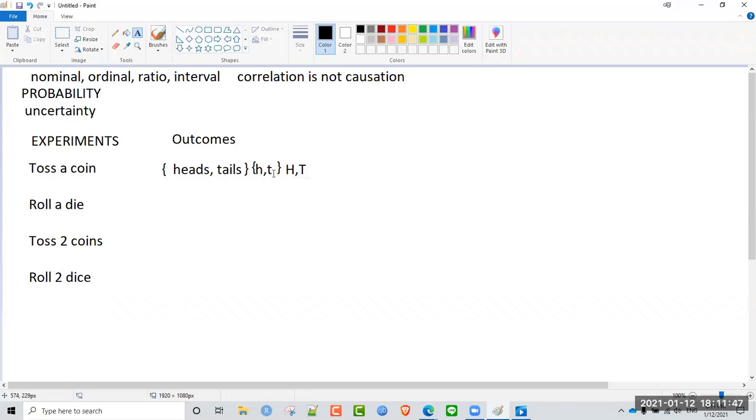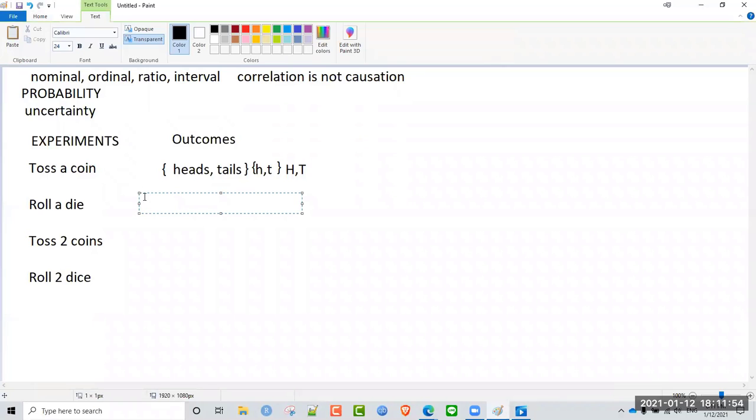Okay, and now, how about the outcomes for this one? So let me put set. What are going to be the outcomes for rolling a die? The numbers 1 to 6. Okay, 1, 2, 3, 4, 5, 6. Okay, good.